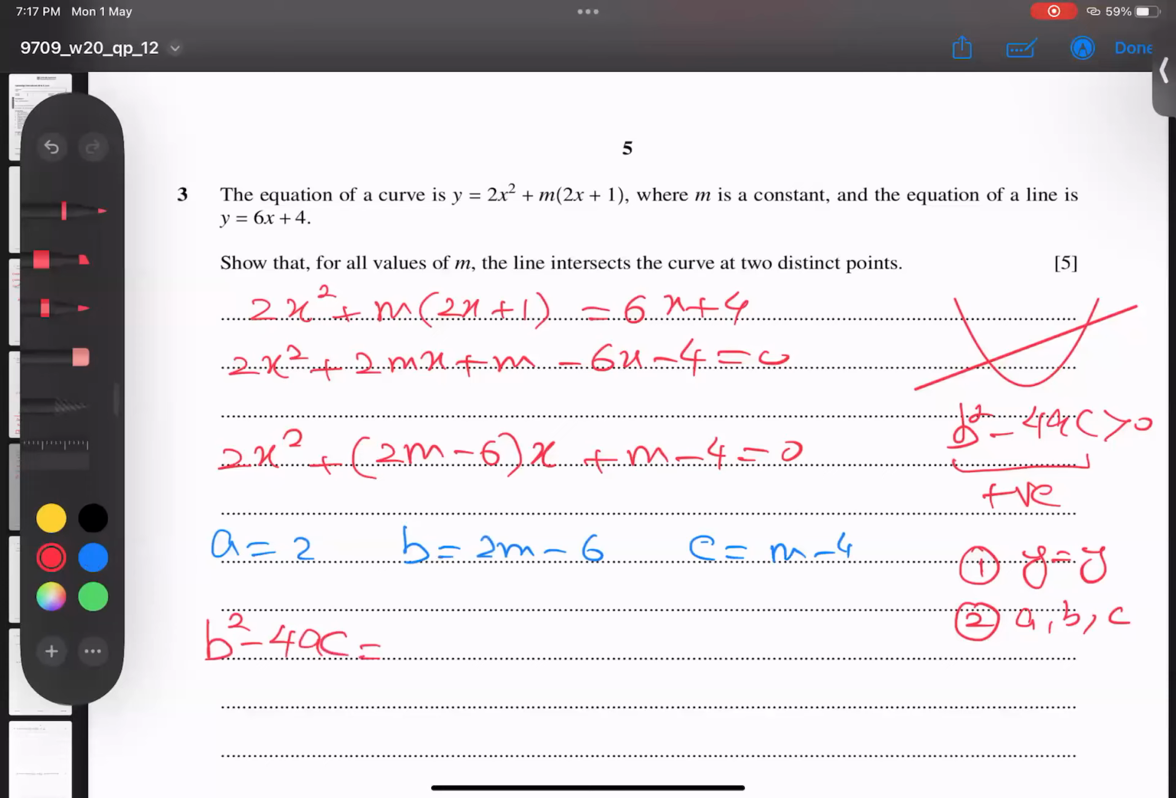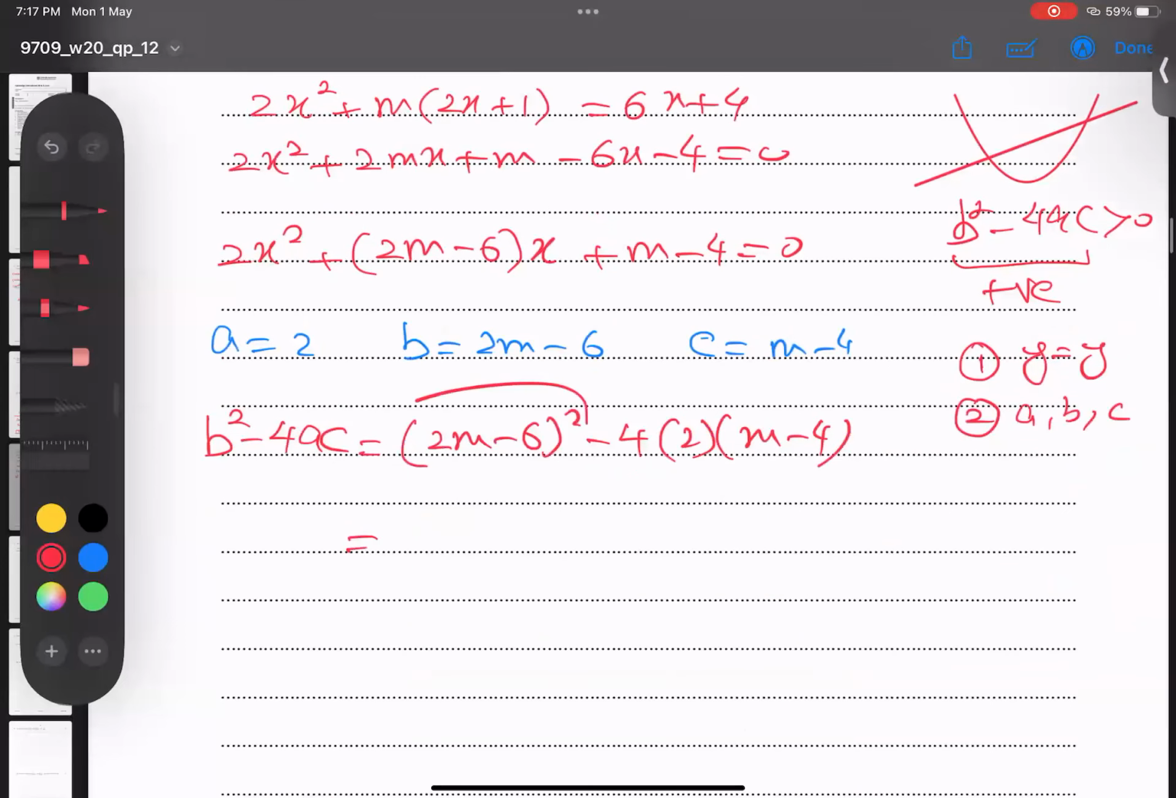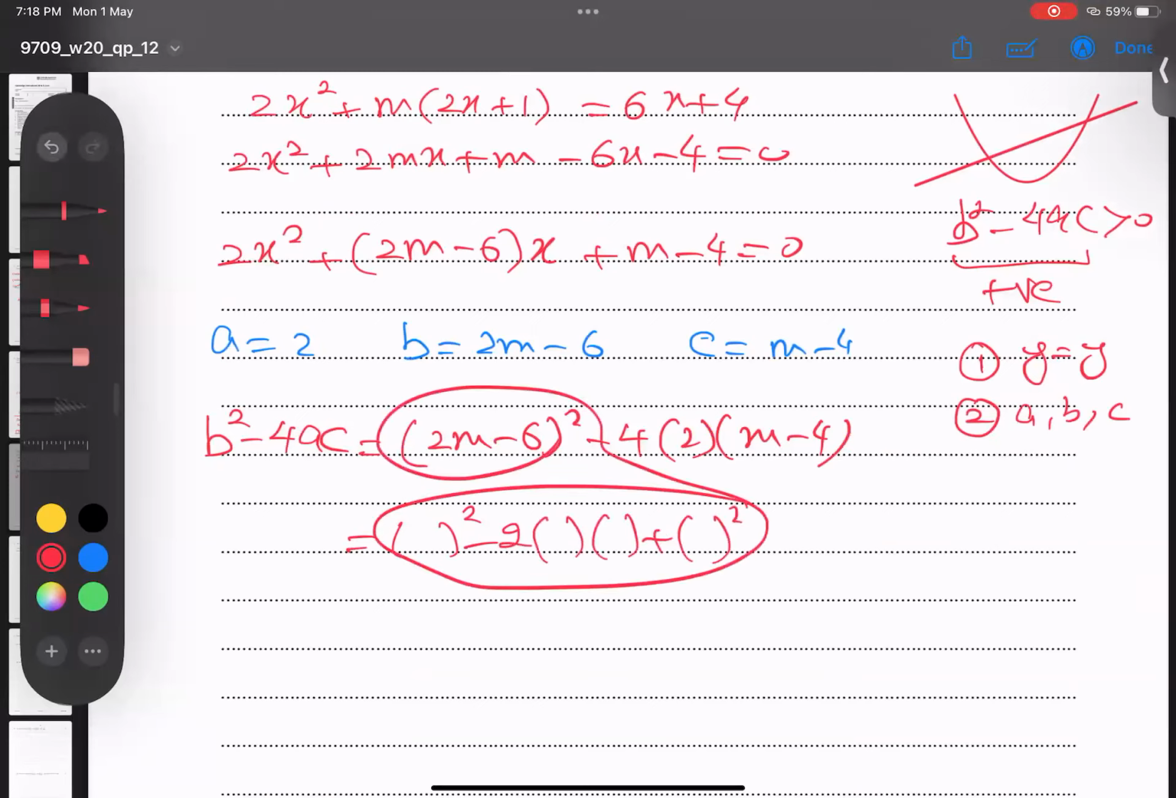So let's start. B squared is (2m minus 6) whole square, and minus 4AC. A is 2, C is m minus 4. Repeat: this B comes from here, this A comes from here, and this C comes from here. So I'm going to complete it now. All of you know expanding a square: first term square, negative 2 into first term, second term, plus second term square. If you don't like this squaring identity, write it as 2 times multiply, no problem, as you wish.